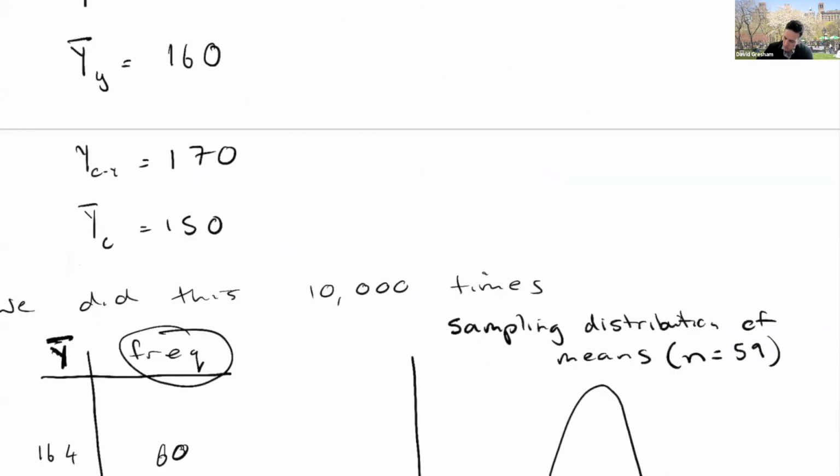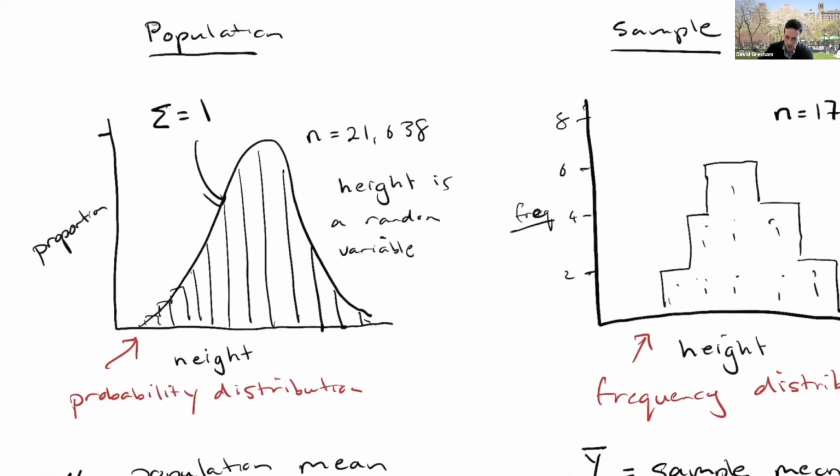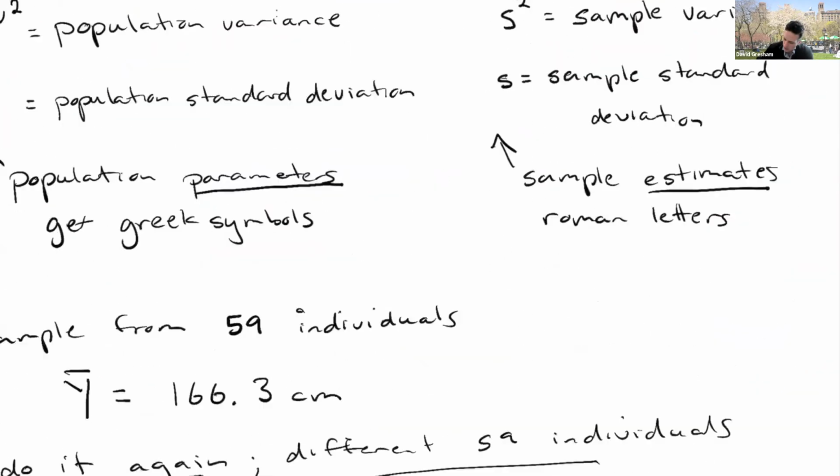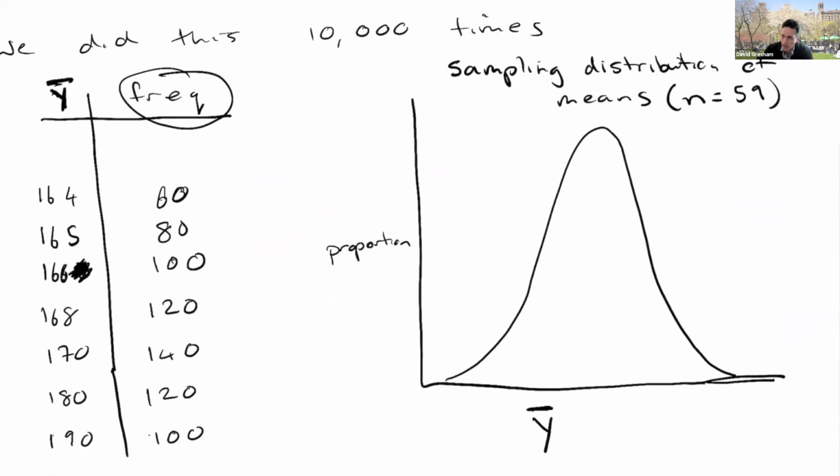And so just as with our population distribution up here, now we have a population distribution, but it's a distribution of sample means. And this defines the probability of getting a particular sample mean when we take a sample of 59 individuals from this population. Okay, so this is a probability distribution.